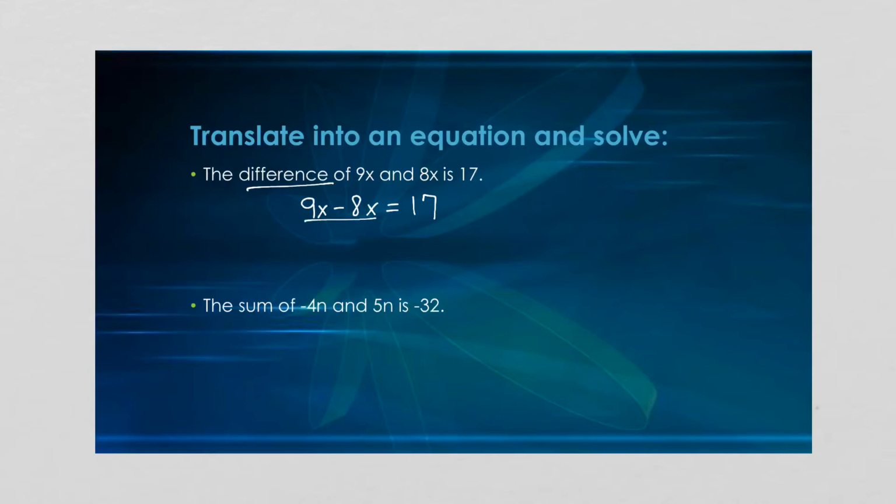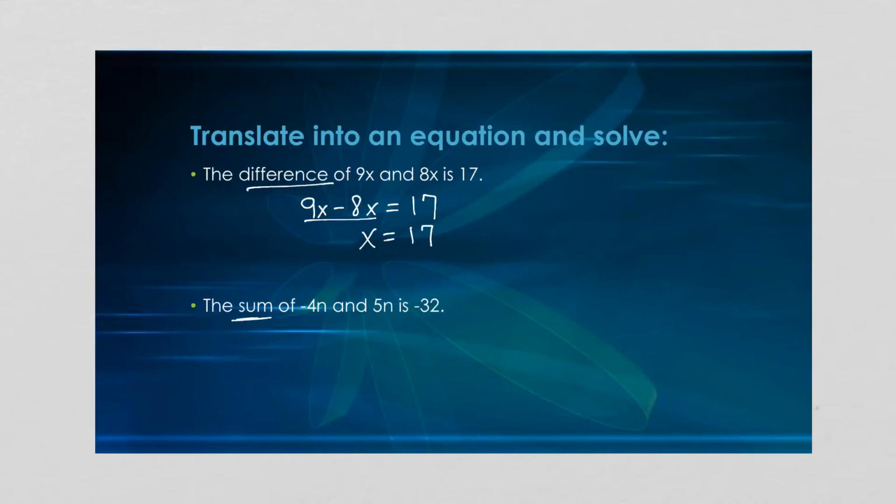Combine your like terms. 9x minus 8x is just plain old x, or 1x if you want to write the 1. So we have that x is equal to 17. That's our final answer. We didn't have to add or subtract anything from both sides. We just had to simplify, and it wound up being exactly what we were looking for.